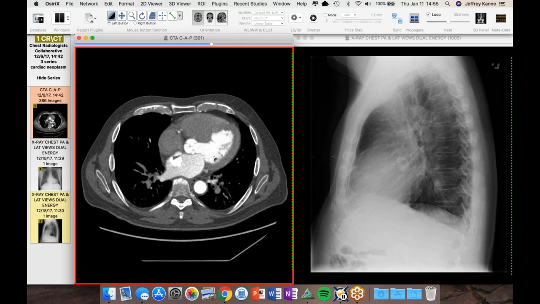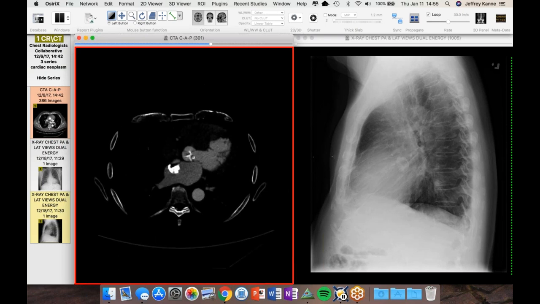And as a matter of fact, the aortic valve is not normal either. You can see calcification and thickening, but it looks like it has three leaflets.